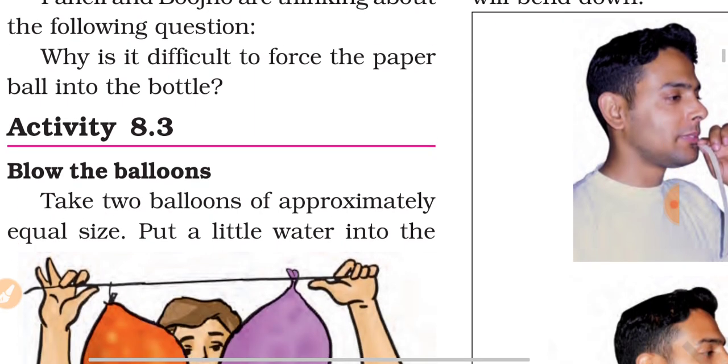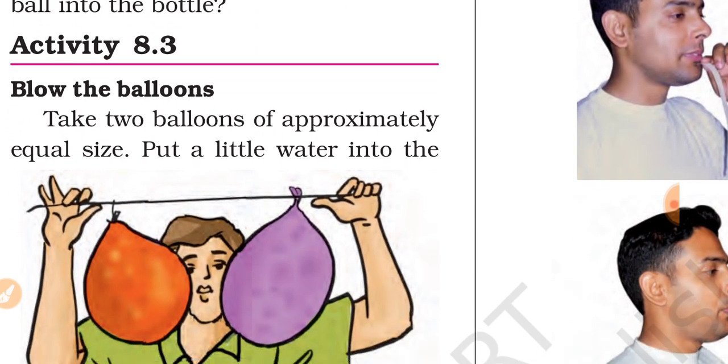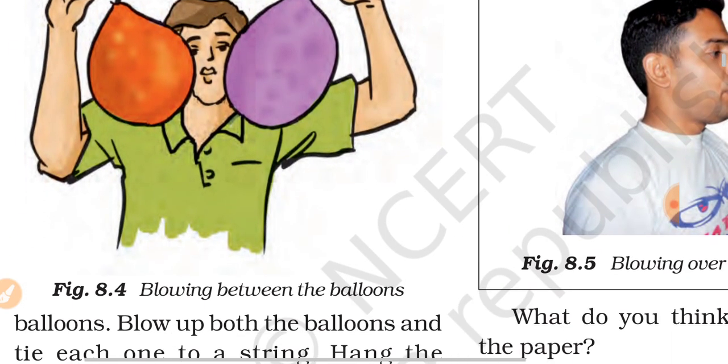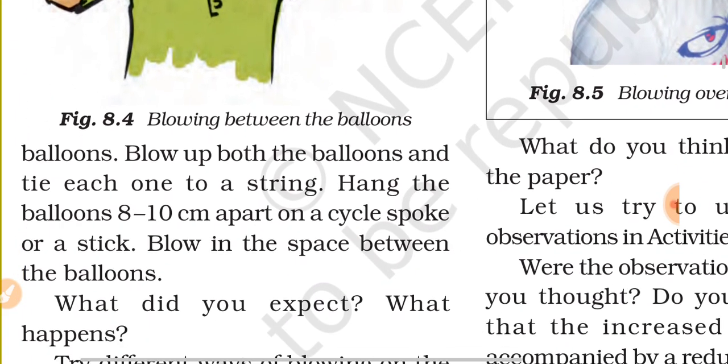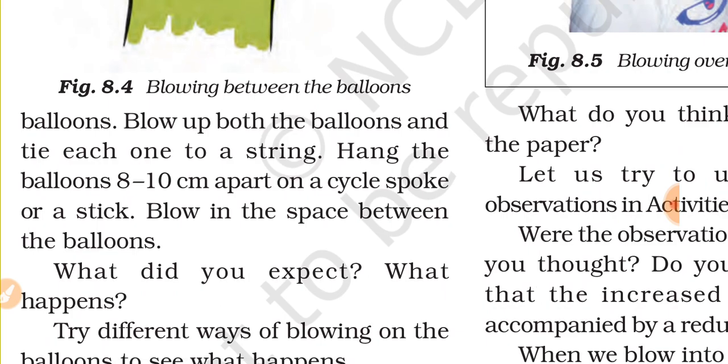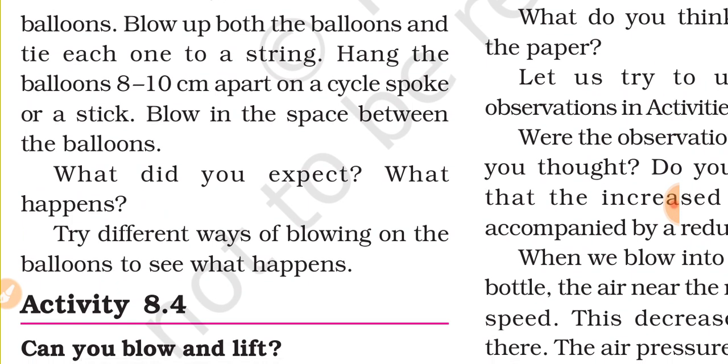Blow the balloons. Take two balloons of approximately equal size, put a little water into the balloons. Blow up both the balloons and tie each one with a string. Hang the balloons 8 to 10 centimeters apart on a cycle spoke or a stick. Blow in the space between the balloons. What did you expect? Okay. What happens? Try different ways of blowing on the balloons to see what happens.